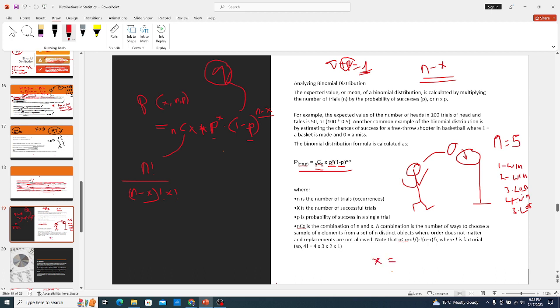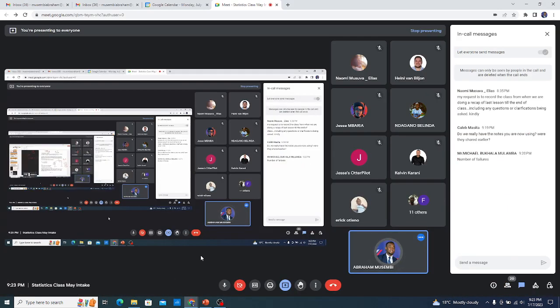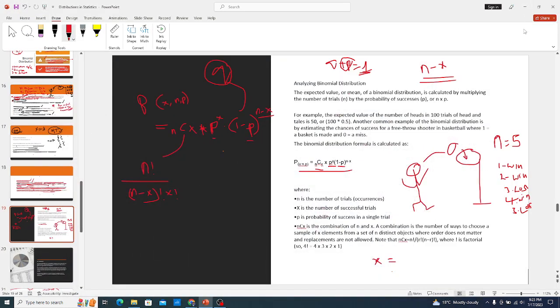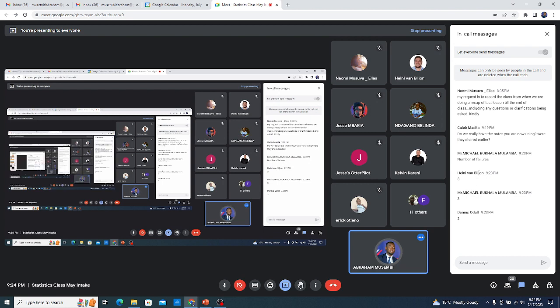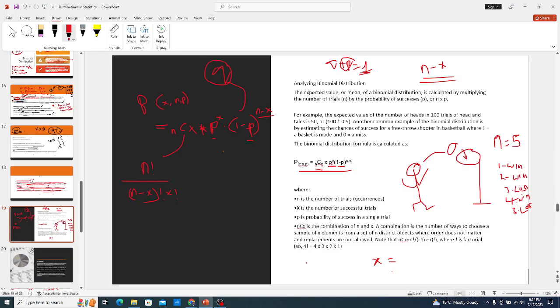What is our x? Guys, let's make it interactive. What will be our x? Maybe you can unmute and answer. Just unmute and answer so that I may not have to go back to see who raised a hand. Okay, I can see you have responded in the chat area. That is 3. Yes, so we have 3.